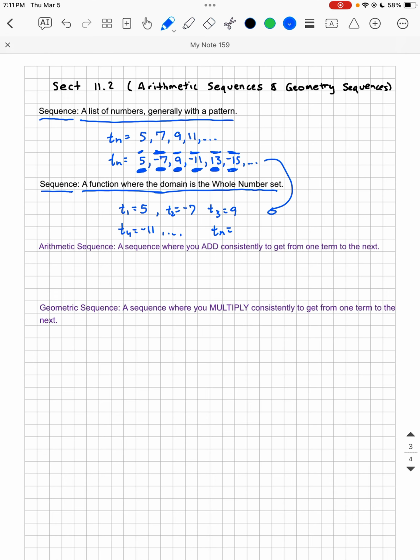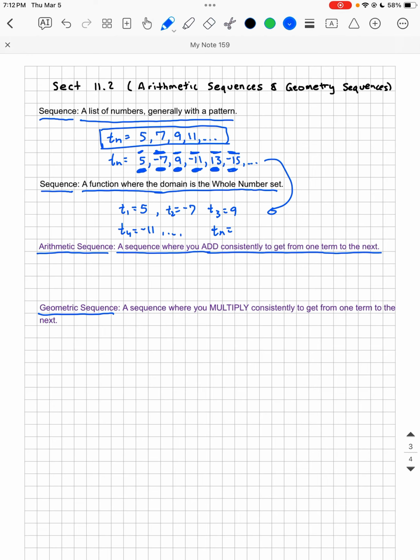To introduce sequences with something simple, we're going to look at two sequences where we can write the equation. Those are known as an arithmetic sequence and a geometric sequence. An arithmetic sequence is a sequence where you add consistently to get from one term to the next. That is literally what we had in the previous example, t of n is equal to 5, 7, 9, 11, and so on. If you look carefully, you can come up with that equation because that's really just a linear equation.